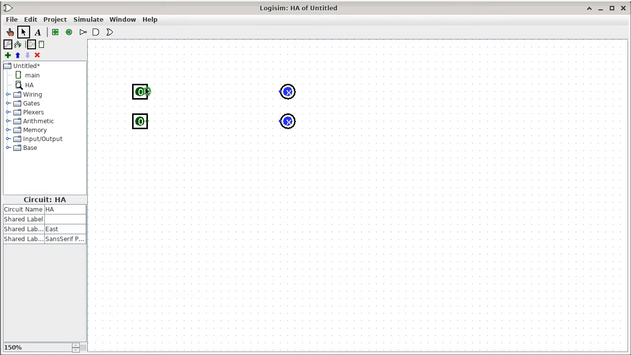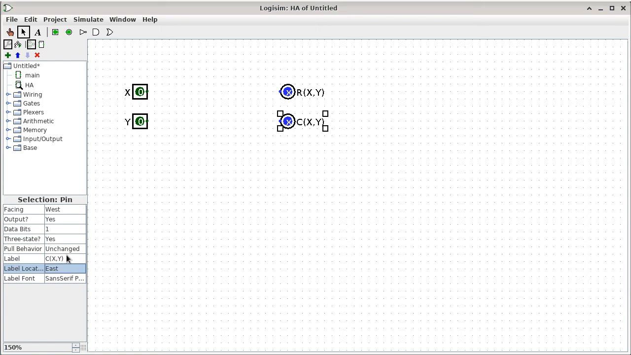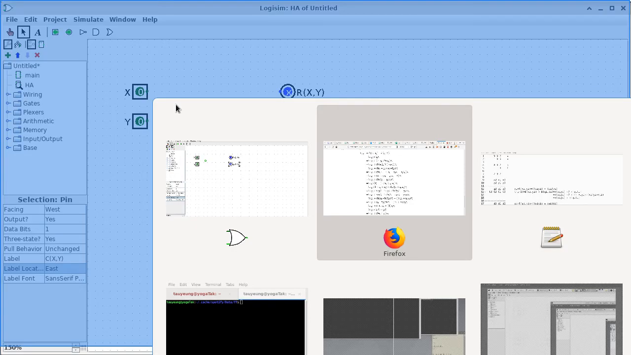So what I'll label this pin to be, we'll label this X and Y, okay? And then I'll label this one as the result of adding X and Y. And then I'll label this one as the carry of adding X and Y. Okay, this is a half adder. Remember, it's not a full adder.